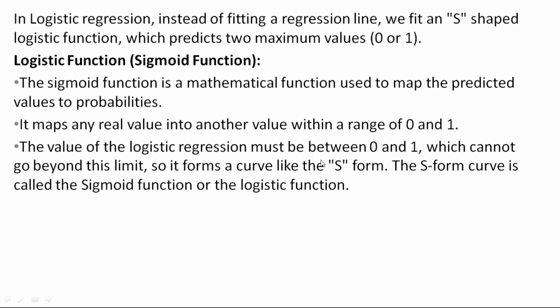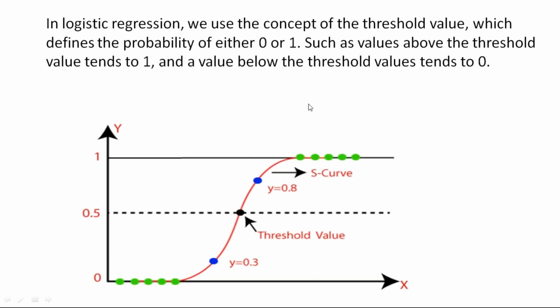So how can I find it? I told you we draw an S. We need to fit our data points in the form of an S-shaped curve. That S-shaped curve is also called a logistic function or a sigmoid function. Using this sigmoid function, or logistic function, we can determine what value it is, either 0 or 1. It is the simplest thing. So in the coming slides, we will see how we can make use of this sigmoid function.